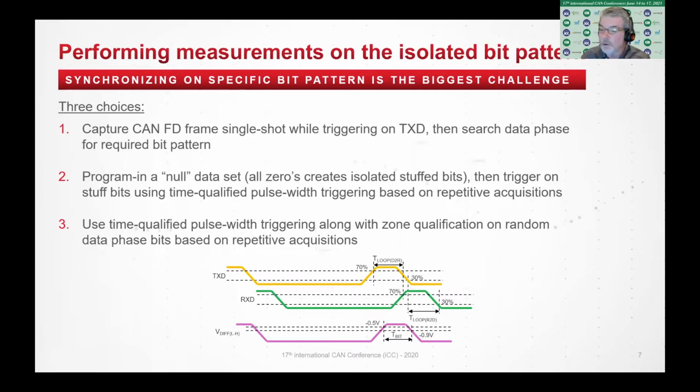Number 2, you could program in a complete null data set, all zeros. That will create a series of isolated stuffed bits. By definition, this measurement is performed on stuffed bits. Then simply trigger on the stuff bits using time qualified triggering, and then you could make repetitive measurements. All of today's oscilloscopes have the ability to do pulse width triggering.